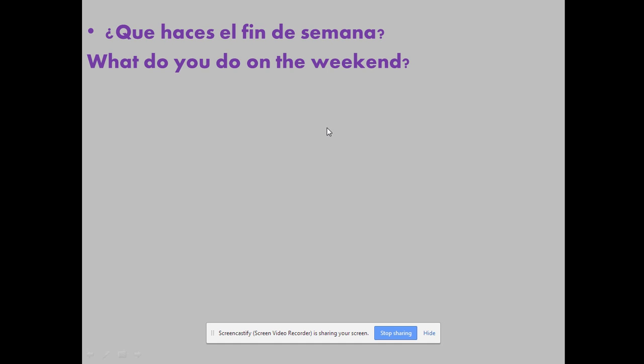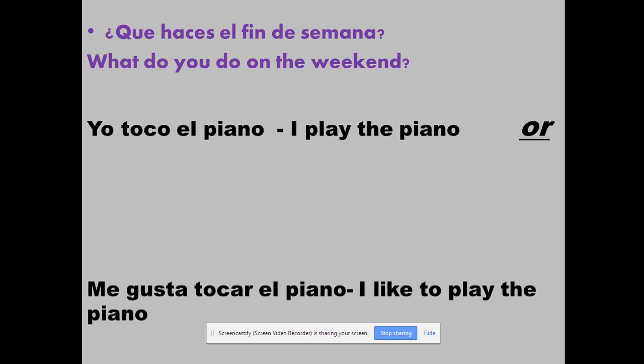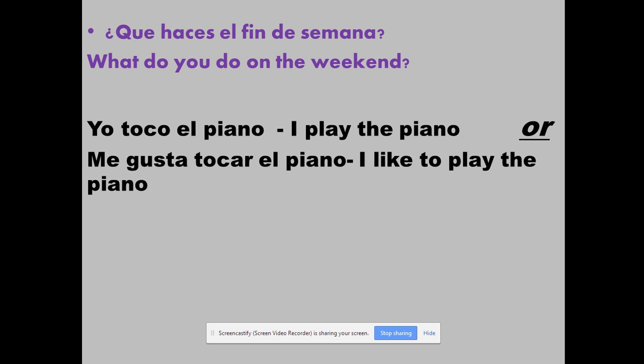Okay, so if somebody says, what do you do on the weekends? Usually say, I like to go out with friends, I like to draw, I like to read. There's many things that you can do. So, one thing that I put was, yo toco el piano. I play the piano. Yo toco el piano. Okay, I could also say, me gusta tocar el piano. I like to play the piano.